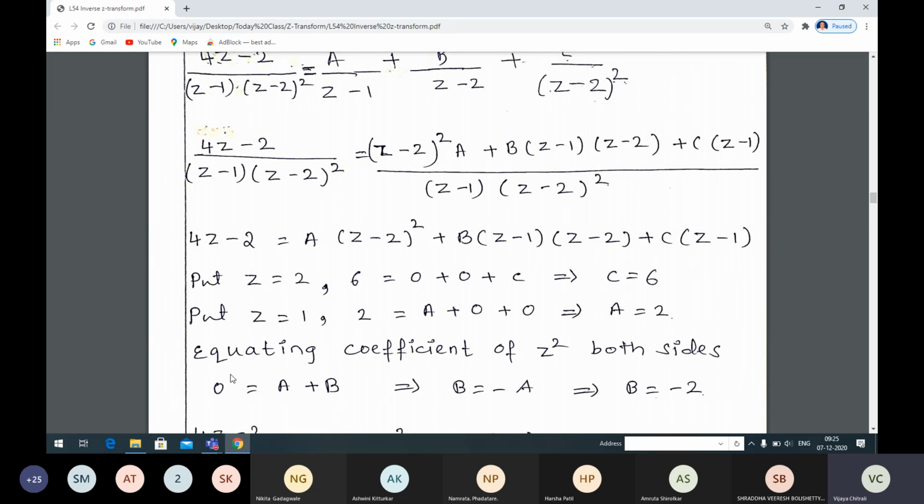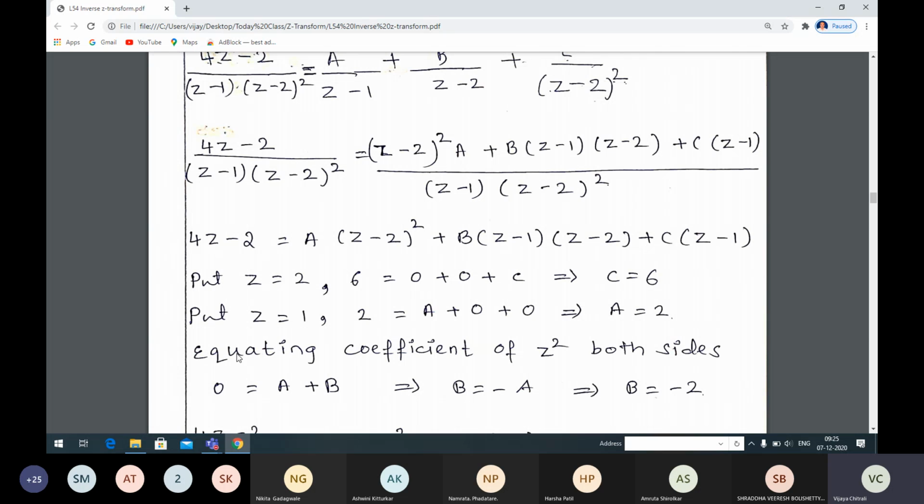Now we want the value of B. Observe this equation. If you collect the coefficients of z squared on both sides, we will get the value of B. Here you get a z squared term with coefficient A, and here also a z squared term with coefficient B, and on the left-hand side we don't have one. So A plus B is equal to 0. We can find B very easily.